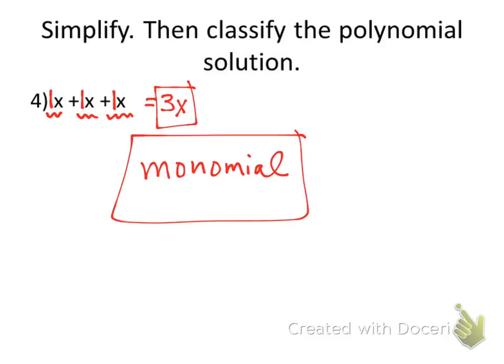So there's 2 answers to all the rest of these questions. We're going to simplify the expression, then we're going to classify it. So 3x is the answer, and that answer is a monomial. What are your questions?